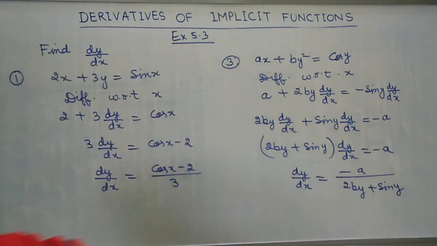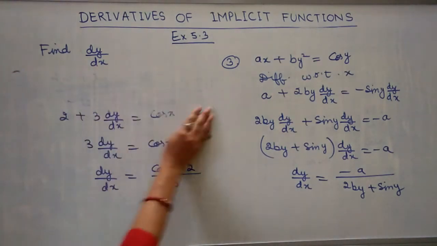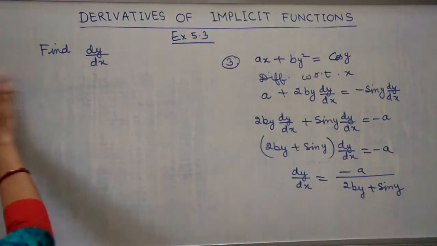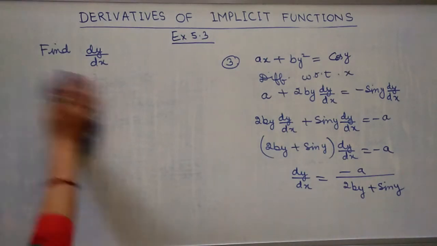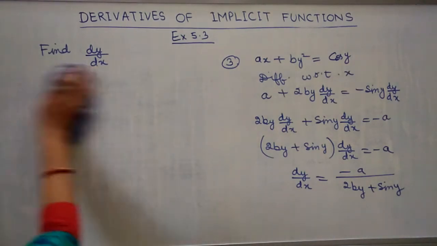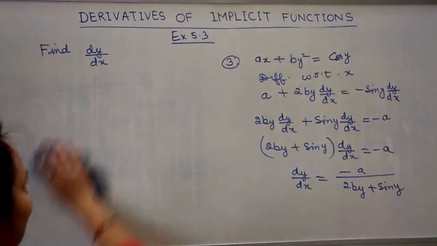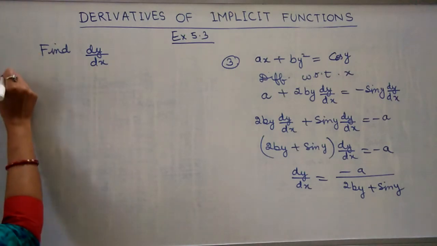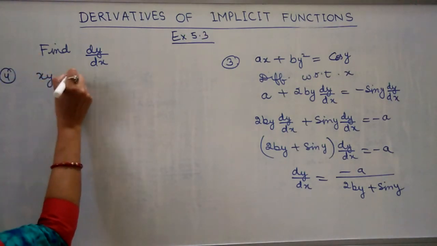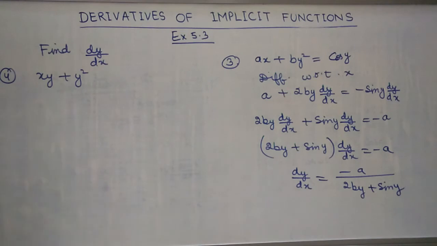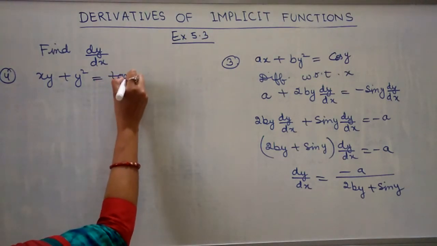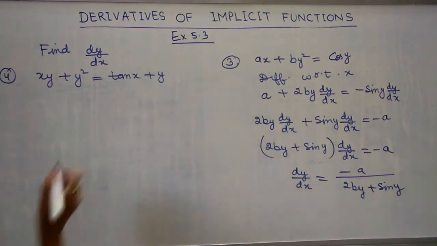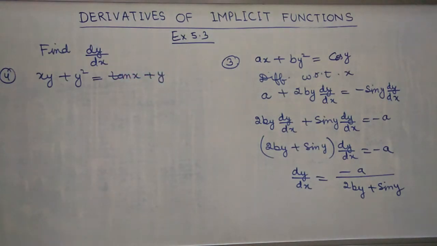Now come to the next question, that is question number 4. The fourth question is also very simple, very easy. Okay, so I will start question number 4. Question number 4 is xy plus y square is equal to 10x plus y. So you have to solve it with respect to x.